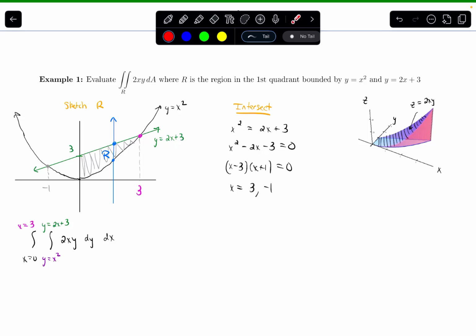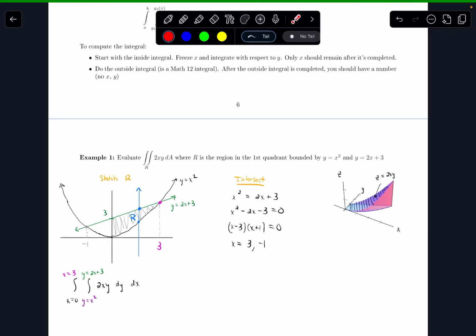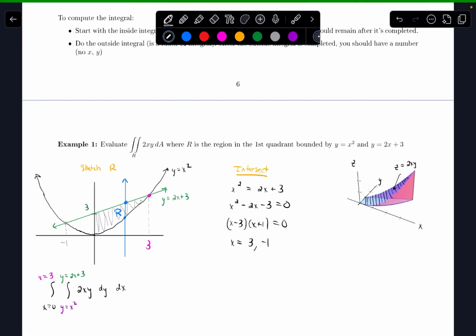Now in terms of how we actually evaluate this, this is where these steps are going to come into play. We start with the inside integral, which is a dy integral. For that, we integrate with respect to y, because it's a dy integral, and when I do that, I treat x as a constant. So here I'm just saying freeze x, treat it as a constant. Okay, so let's start that process.